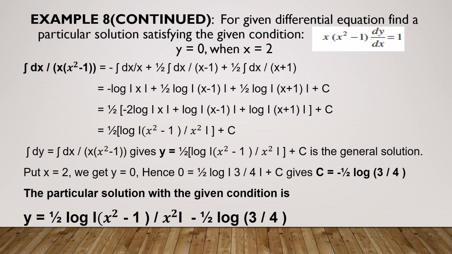So you will be getting 0 is equal to half log 3 by 4 plus c. Now log of 3 by 4 will be positive, so I have written half log 3 by 4 plus c. That means you can write c as minus half log of 3 by 4. So now in your general solution, just put this value of c, it will become a particular solution. So your y is equal to half log mod of x square minus 1 upon x square, minus half log of 3 by 4. This is the particular solution with the given condition.